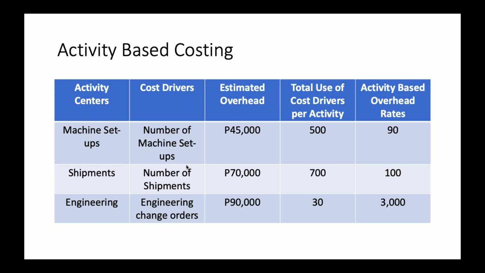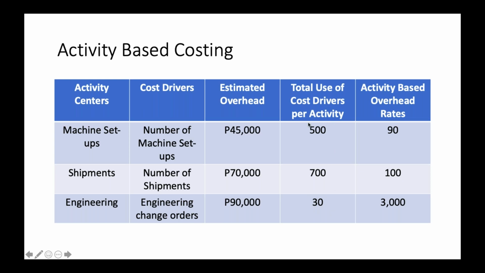So the estimated overhead for the machining activity is 45,000. For shipment is 70,000. For engineering is 90,000, for a total of 205,000. Now, this is the total use of cost drivers per activity. We were able to set up machines 500 times. For shipment, we were able to ship 700 times. For engineering change orders, we were able to change 30 times.